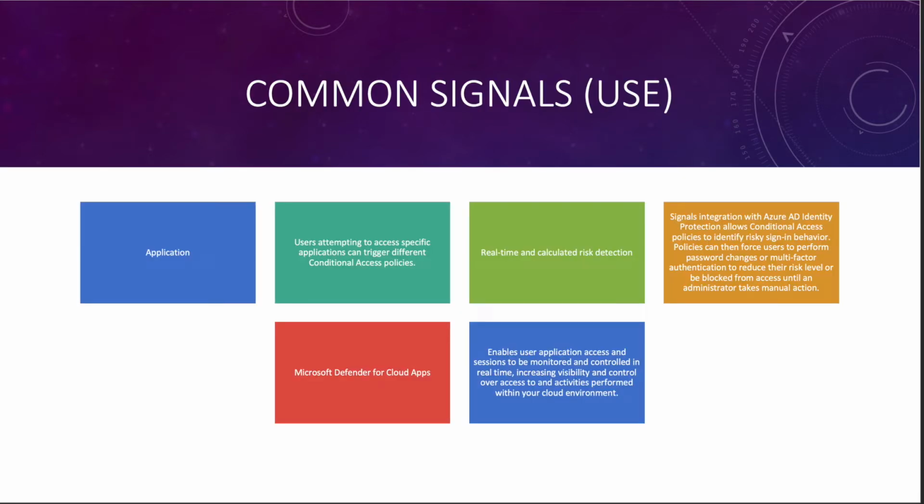Other common signals in use include what application is being used, and whether you're in Microsoft Defender, which enables user application access and sessions to be monitored. You get some real-time and calculated risk detection, such as users attempting to do things that they shouldn't do. You can have those specific things trigger different conditional access policies. If Dan's just trying to get into Office, that's one thing. But if Dan's trying to get into something more high-powered, maybe a virtual machine or a high-capacity computing machine, maybe some machine language or AI, a different set of policies is going to apply there because I may not need access to that.